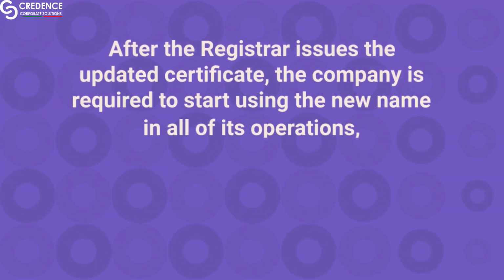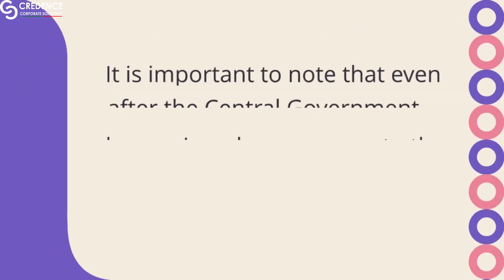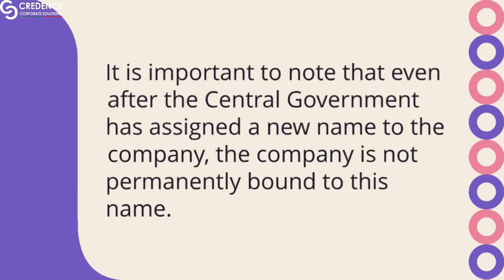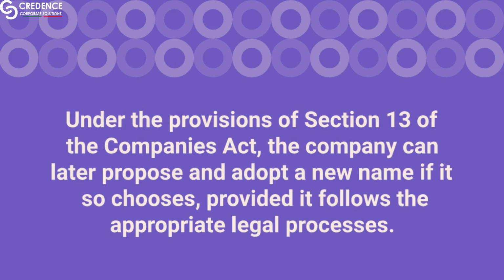After the registrar issues the updated certificate, the company is required to start using the new name in all of its operations, communications, and legal documentation. Failure to do so could result in additional legal consequences or penalties. Opportunity for future change. It is important to note that even after the central government has assigned a new name to the company, it is not permanently bound to this name. Under the provisions of Section 13 of the Companies Act, the company can later propose and adopt a new name if it so chooses, provided it follows the appropriate legal processes.